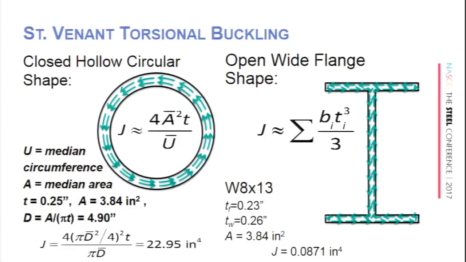So if you have any open cross-section, you can break it up into its individual plates. You can calculate its polar moment of inertia by this equation. And if I wanted to check the value that you're given in the manual, when I look up my W8 by 13 and there's a value of J, it's going to come out pretty close to this.